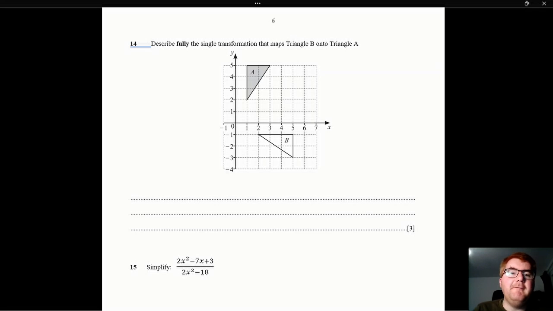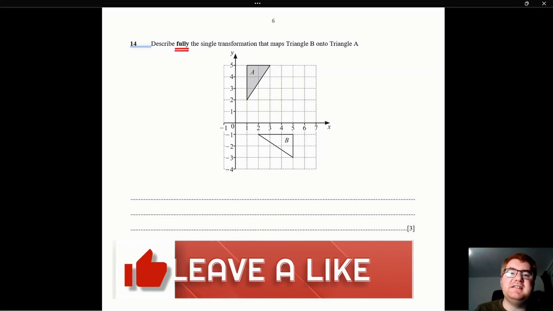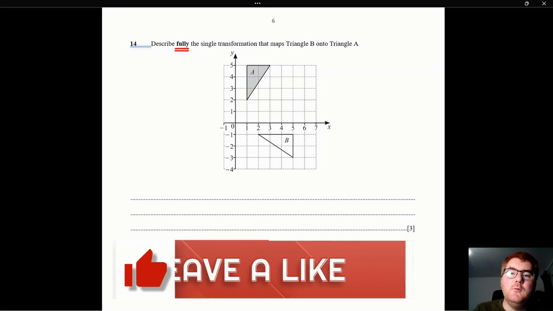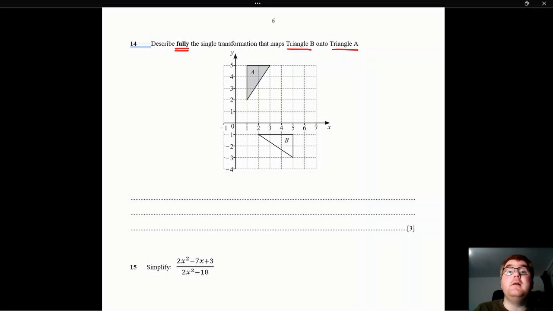So we need to describe fully, that's a really key word here, the single transformation that maps triangle B onto triangle A. Now, whenever we read a question like this, it's always very crucial to work out triangle B to A. So we're going from this triangle to this triangle here. The first thing to notice is we do have a rotation, so we have a turn of some kind. So we need to write down that keyword rotation. Then we need to think about the angle here. Again, we've got a quarter turn, so that's going to be 90 degrees. And then we need the direction here.